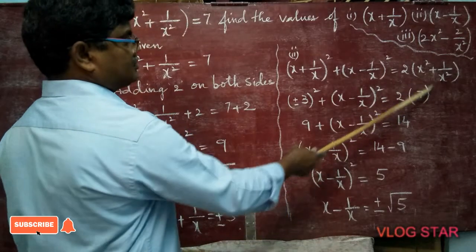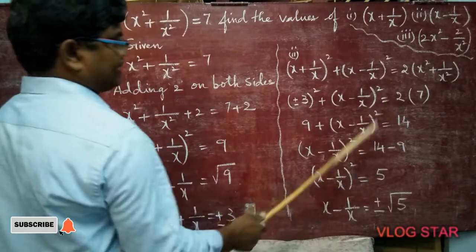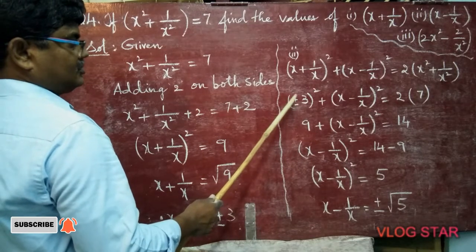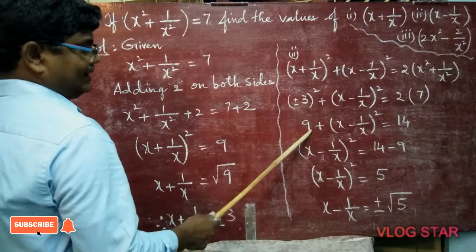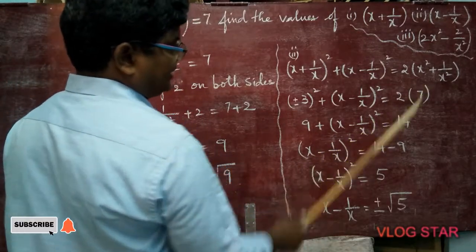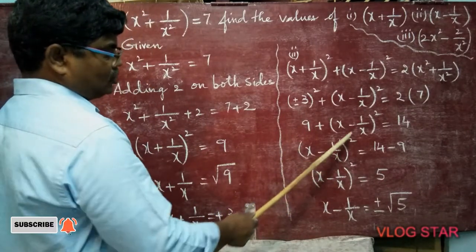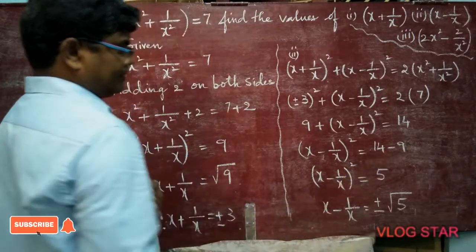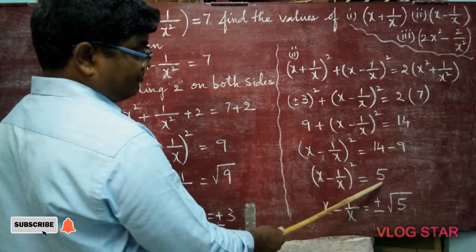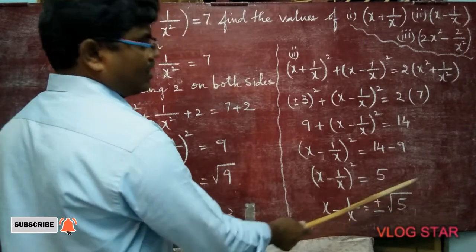So substitute the value of x square plus 1 by x square. Keep brackets because bracket indicates multiplication. Minus into minus is plus, plus into plus is also plus only. So 3 3s are 9 plus x minus 1 by x whole square is equal to 2 7s are 14. Plus 9 goes from left to right. So x minus 1 by x whole square is equal to 14 minus 9. So x minus 1 by x is equal to, how much is 14 minus 9? 5. Square goes as square root. So plus or minus square root 5.